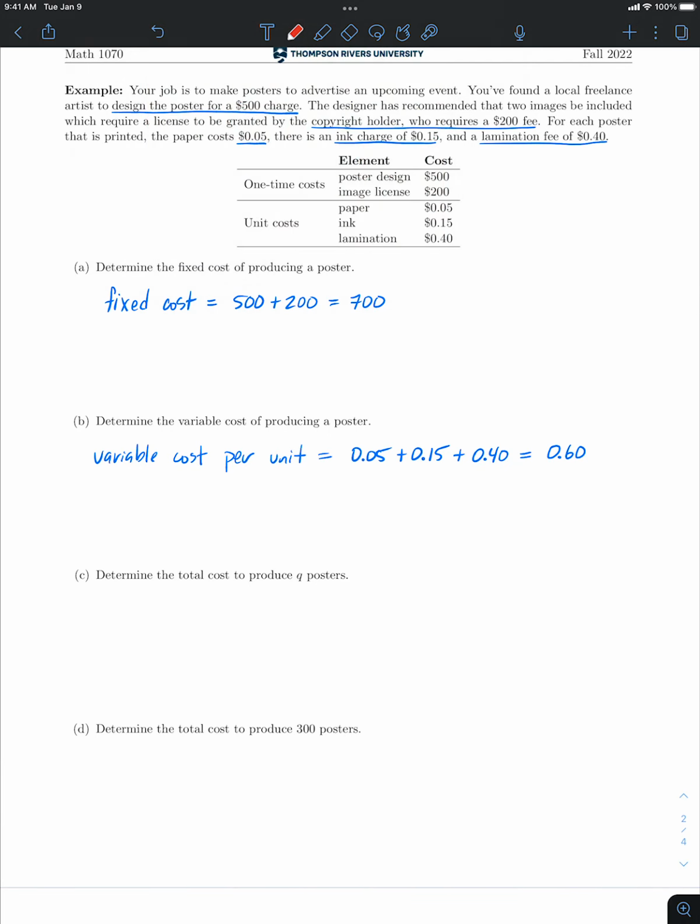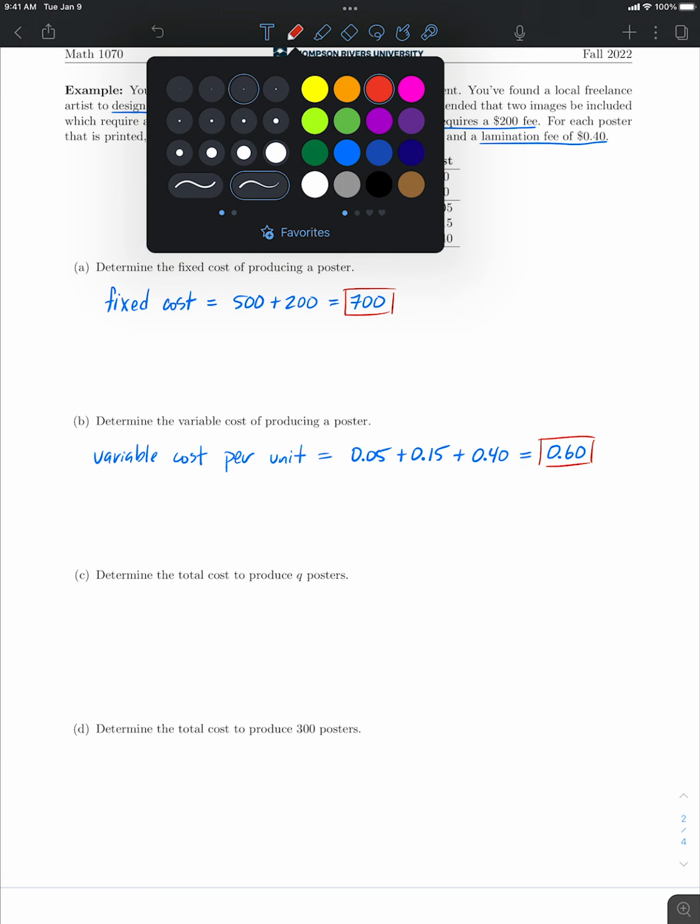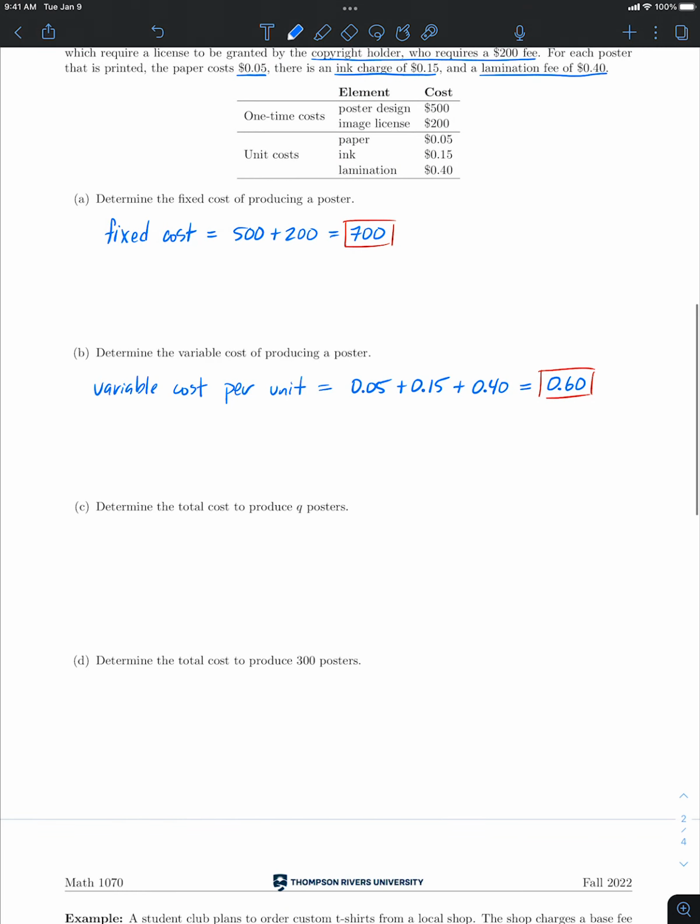Okay, so we've got our fixed cost of $700 and 60 cents for the variable cost per unit. So now we're going to say, okay, what is the total cost to produce Q posters? So just like in the previous example, we're going to introduce this as a formula that depends on Q, right? So if I produce no posters at all, for example, let's say I just pay the artist and then I don't actually end up producing any posters. Well, then my total cost is going to be $700.